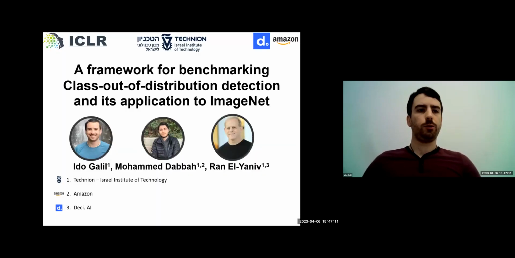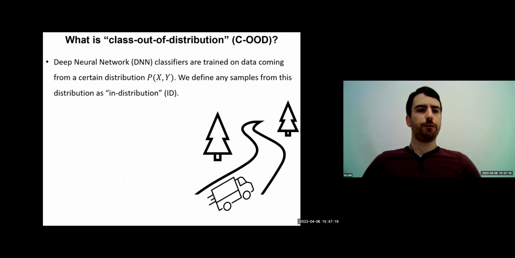In this talk, I will present the paper, A Framework for Benchmarking Class Out-of-Distribution Detection and its Application to ImageNet. First, let me explain what Class Out-of-Distribution, or COD for short, is. Deep neural network classifiers are trained on data that follows a certain distribution. We define any samples from this distribution as in distribution, or ID for short.